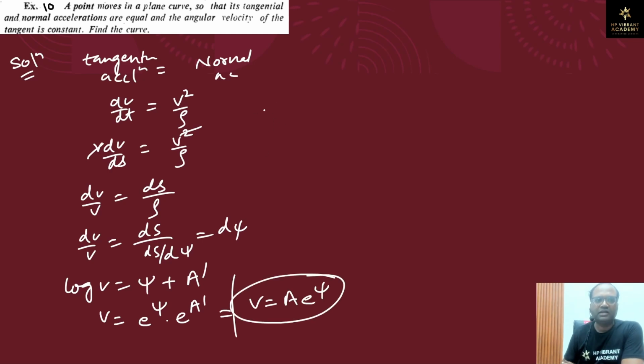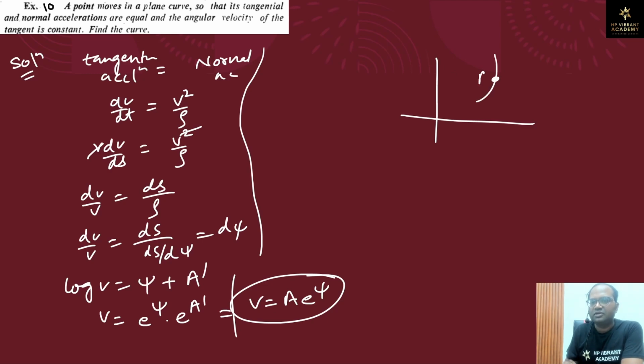Okay, and the angular velocity of the tangent is constant. So we are having the angular velocity of the tangent. Let us take the curve like this, P. We draw a tangent at point P, and this tangent makes an angle psi. So we have the angular velocity is equal to d psi upon dt. Okay, this angular velocity is constant. d psi upon dt is constant.